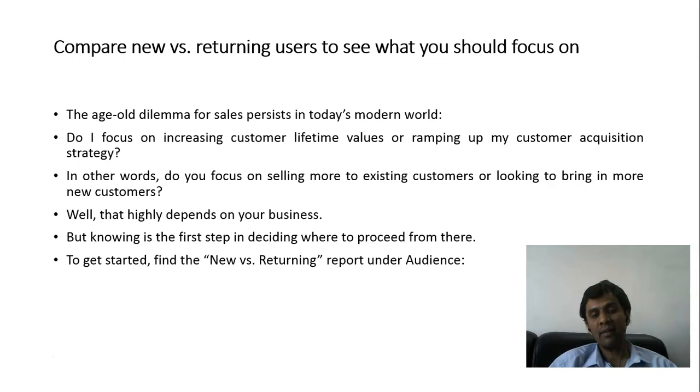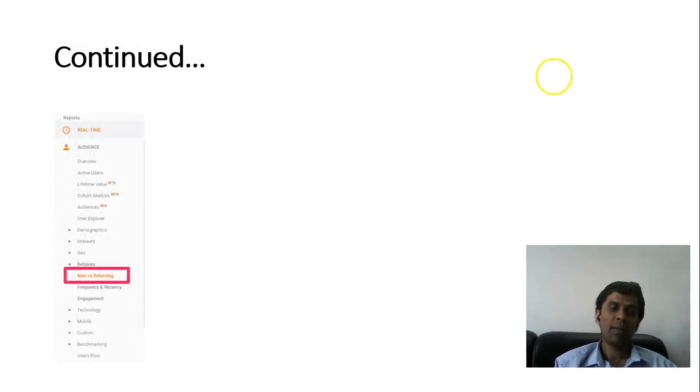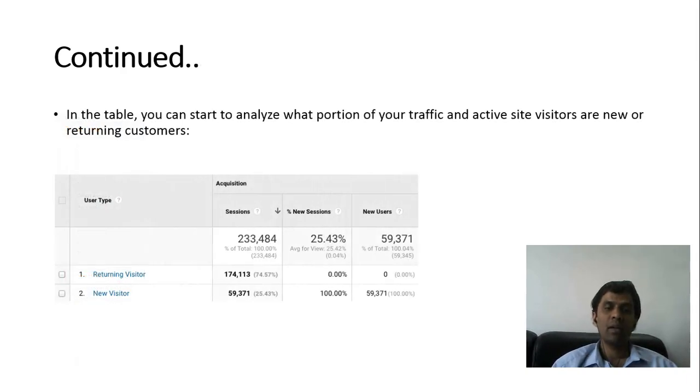To get started, find the new versus returning report under the audience. So please check this snapshot. New versus returning. In the table, you can start to analyze what portion of your traffic and active site visitors are new or returning customers. Okay, so check this table from your Google Analytics.